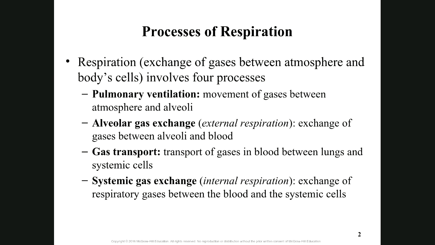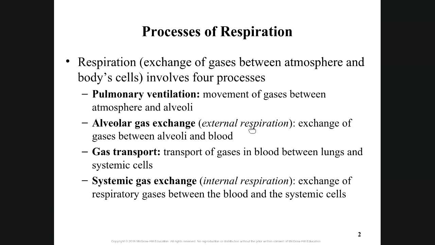The first one is called pulmonary ventilation. Pulmonary ventilation is the movement of gases between the atmosphere and the alveoli. The next process is called alveolar gas exchange or external respiration. This is the exchange of gases between alveoli and blood, and it happens through the respiratory membrane, which I talked about in the previous video.